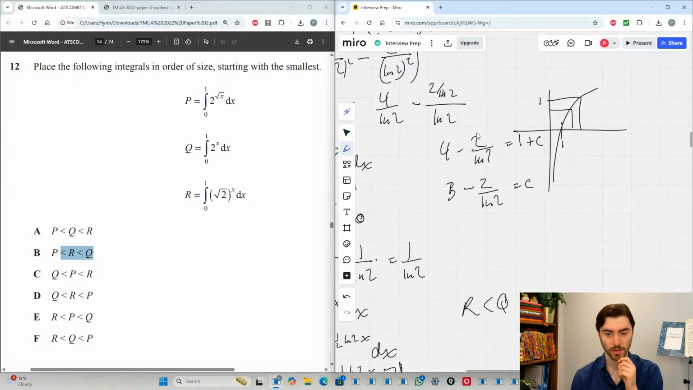Okay, so let's consider 3 ln 2 minus 2, and whether that's bigger than 1. Three ln 2, so we have to compare ln 2 basically to 2/3.